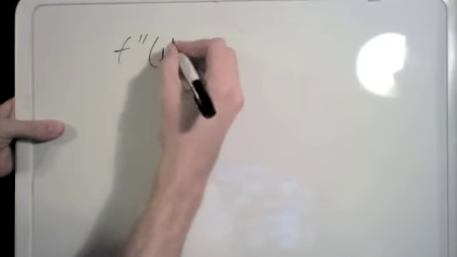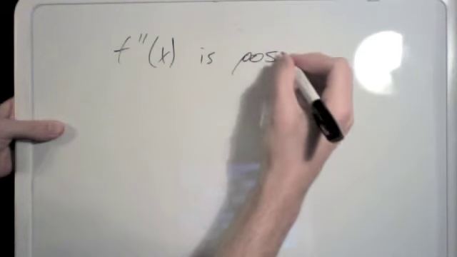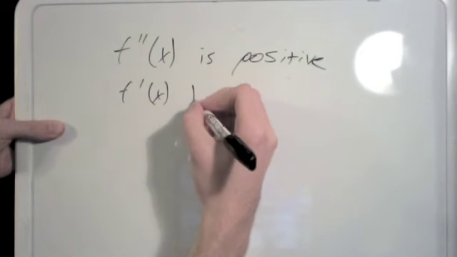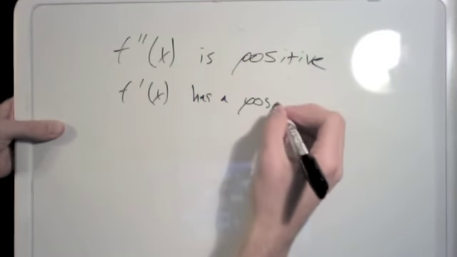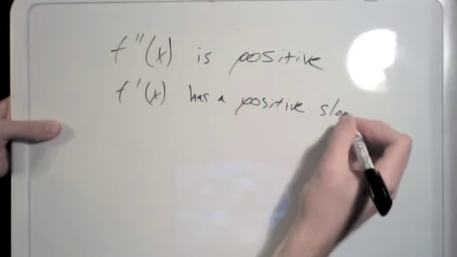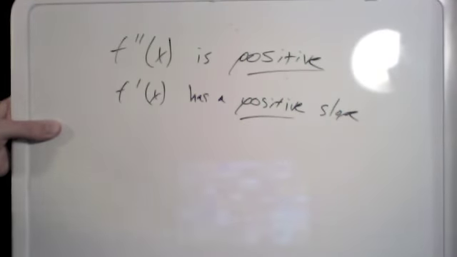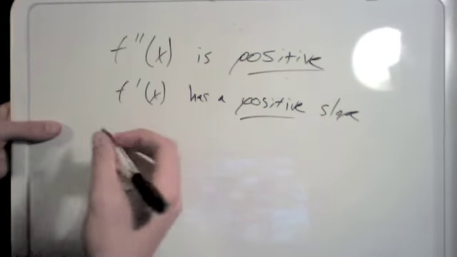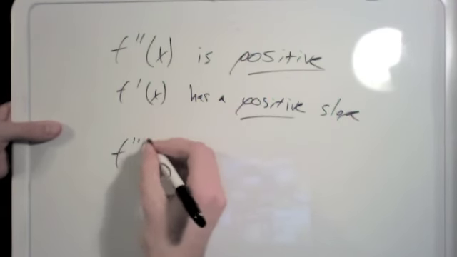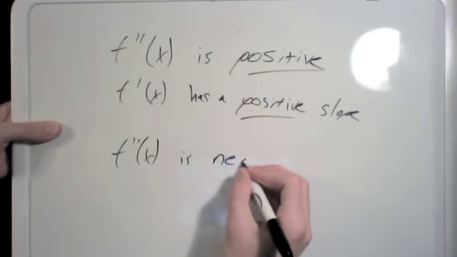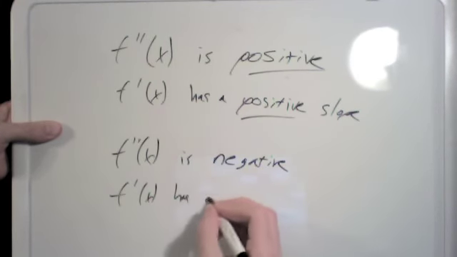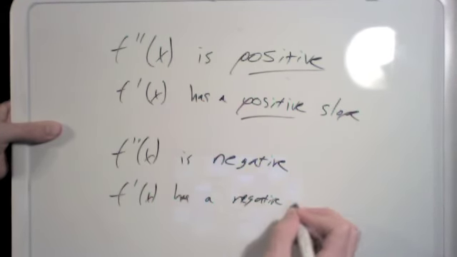F double prime of x is positive, f prime of x has a positive slope. So just like when f prime of x is positive, f of x has a positive slope, same thing applies here. And then it goes the same thing for negative. When f double prime of x is negative, f prime of x has a negative slope.